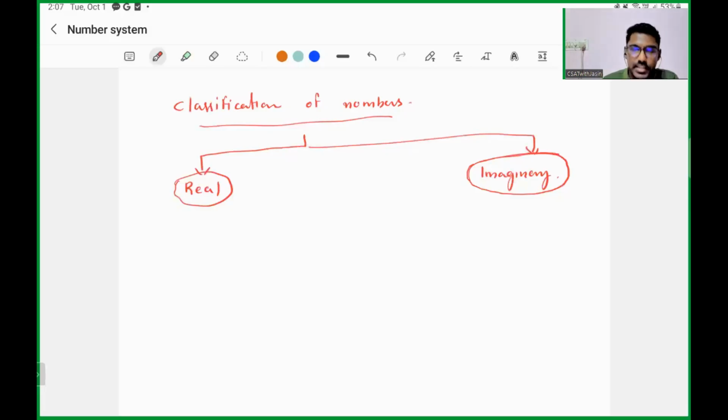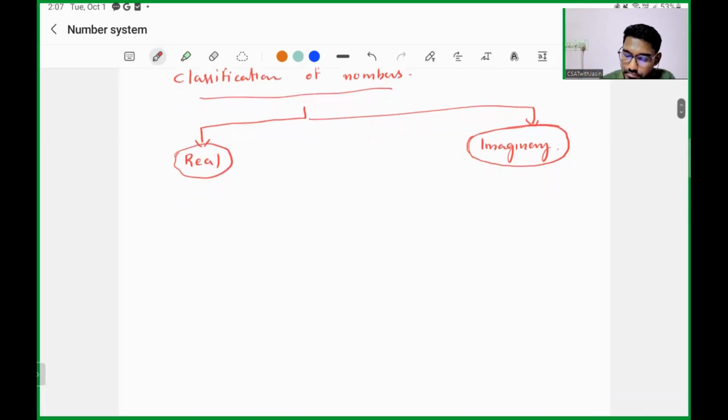So first, what are real numbers? Real numbers means the numbers which you can use in your daily life. When you are going to a shop, if you're buying 1 kilogram of something, onion, you will say 1 kilogram. Or if the shopkeeper says it will cost 40 rupees, that 40. These are all things you use in your real life. So this is known as real numbers. Imaginary numbers are those numbers which you cannot use. Actually, they are only imaginary.